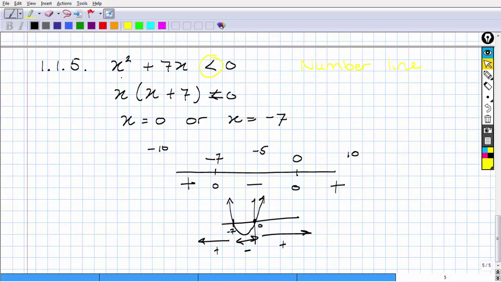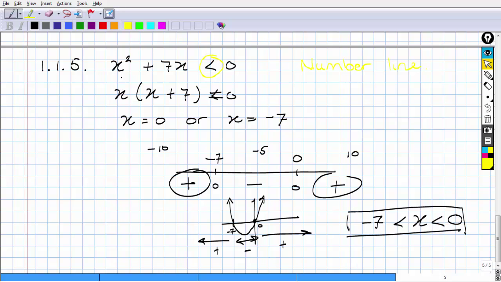Now, how do we write that? Well, we write that by saying x must be. Now, we're either going to choose these outer ones or we're going to choose the inner one. Which one? So we look at this inequality sign and we say the whole thing must be less than 0. So where the whole thing is negative, that's where we put our inequality sign. So x must be less than 0, but it must be greater than negative 7. And that is the answer.